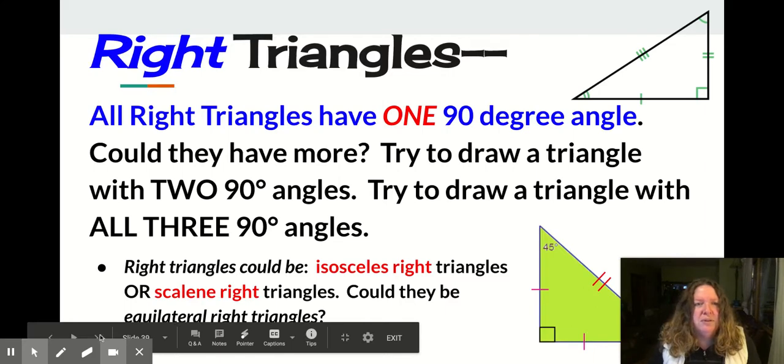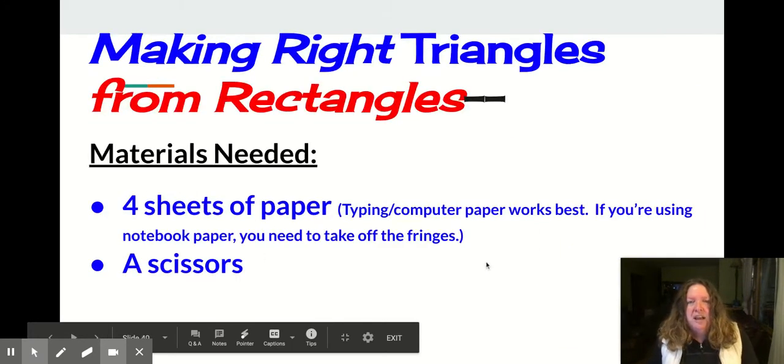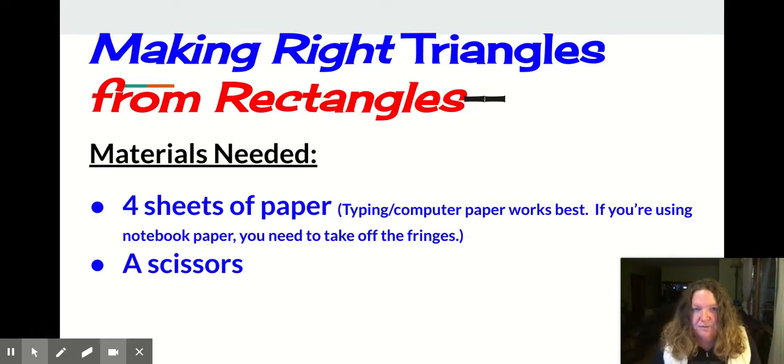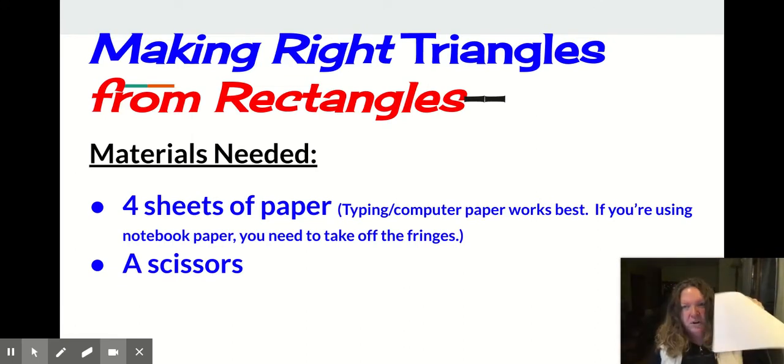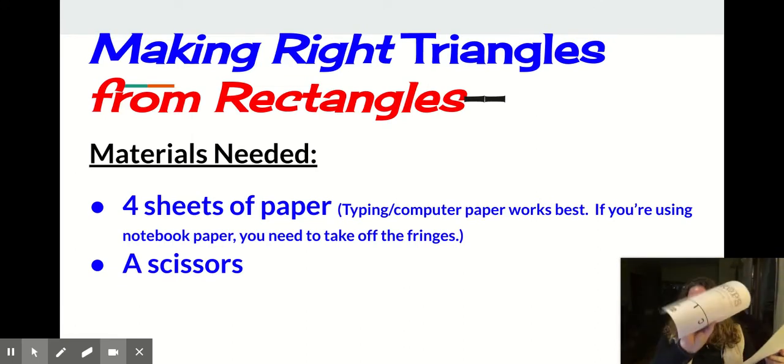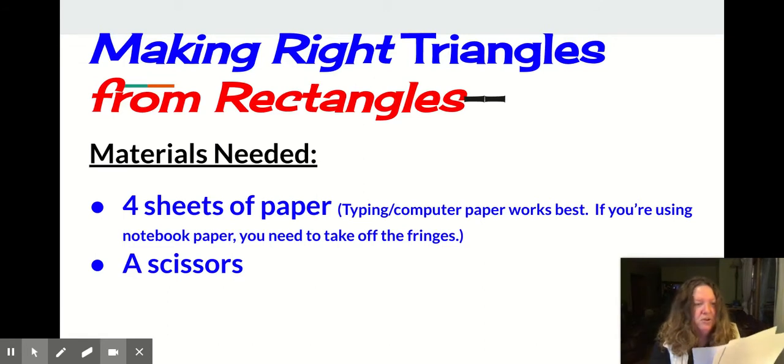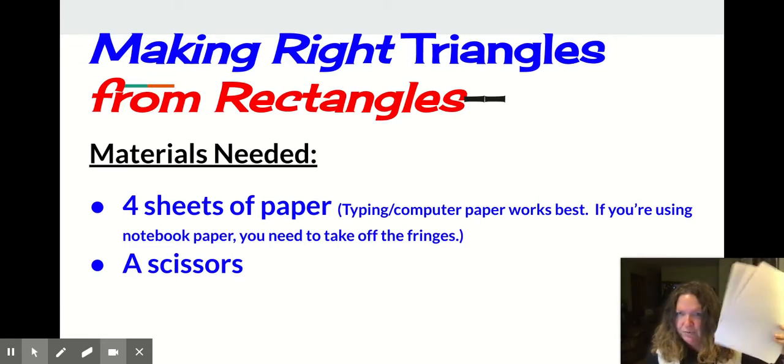Let's see if it just lets me do that. There it is. Now, we are going to learn about finding the area of right triangles. Here's what you need. You need 4 sheets of paper and a scissor. Now, typing paper, computer paper works best. If you have some old ones like I do that are mistakes off a printer, that's going to be recycled anyway, paper that you've used already and you don't need, that's even better because then we're just reducing, reusing, recycling.